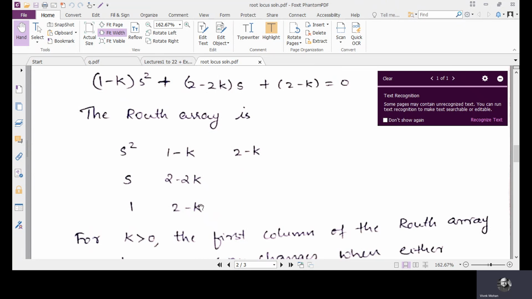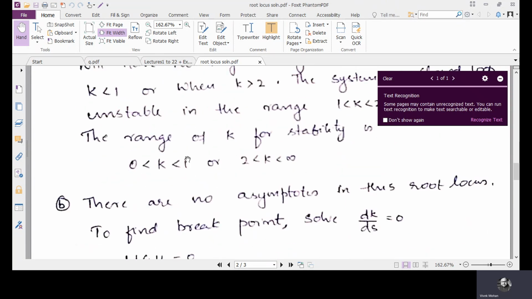So K less than 2 and K less than 1. Basically the condition is K less than 1. But in the question it is given that K greater than 0. So K is in between 0 and 1 for all positive in the first column. So this is one condition.